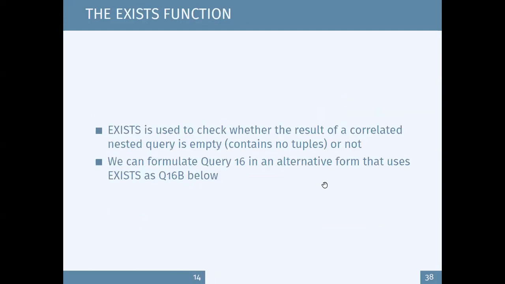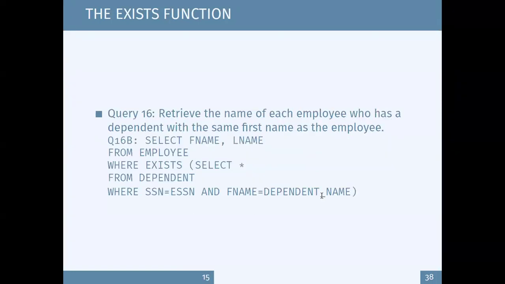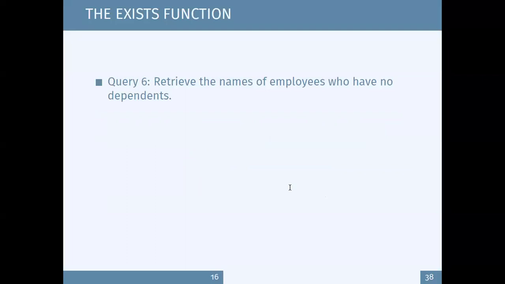Then sometimes you can use other SQL keywords like EXISTS. We can use it to check whether the result is empty. So in this case, we use EXISTS, and within that we have an inner query: retrieve the name of each employee who has a dependent with the same first name as the employee. You simply say select all from dependent where social security number equals the employee social security number, and first name equals dependent name.